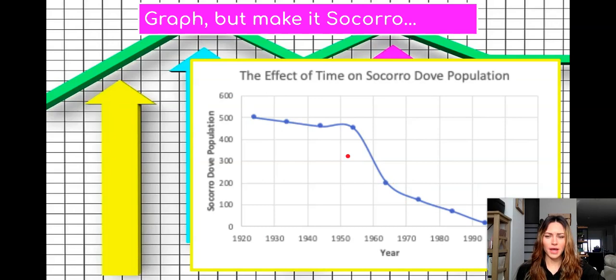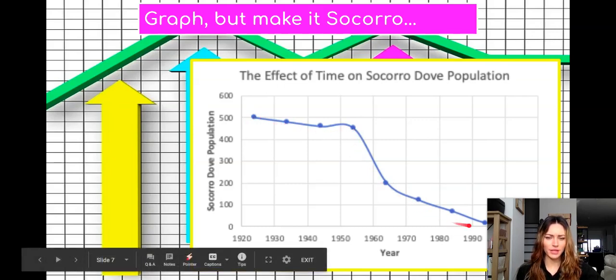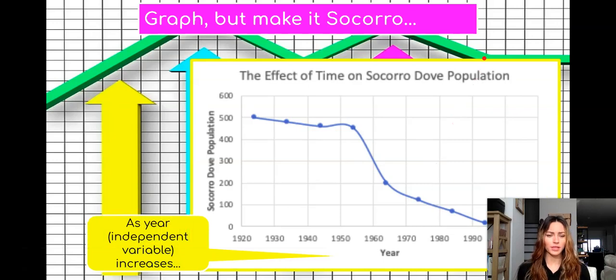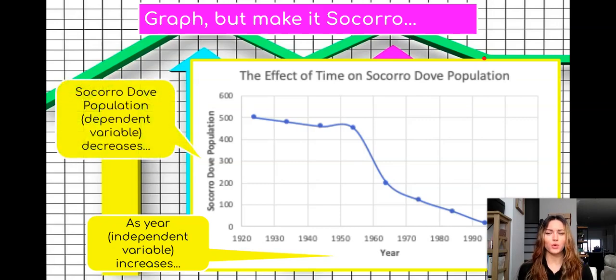Now let's look at what's happening to the Socorro dove population. We can see that my data points are going from all the way up here at 500, slowly and then more drastically, down all the way to 0. So how could we describe the relationship between these variables? We would say that as year increases, the Socorro dove population decreases.